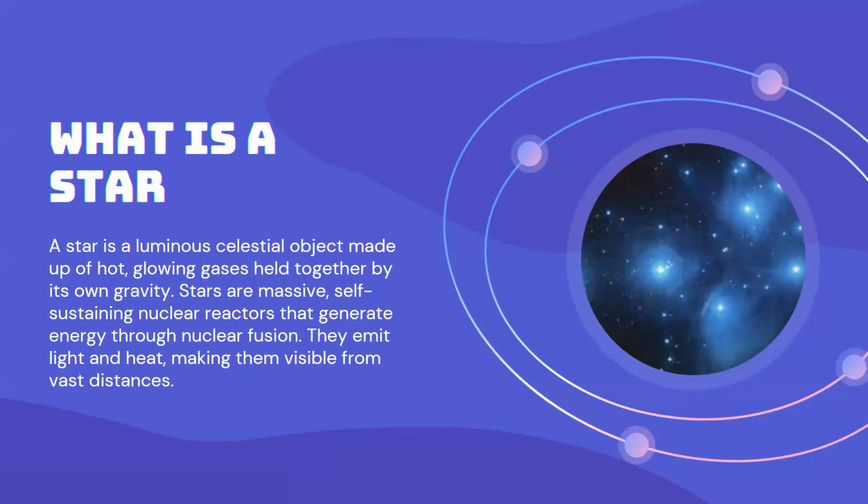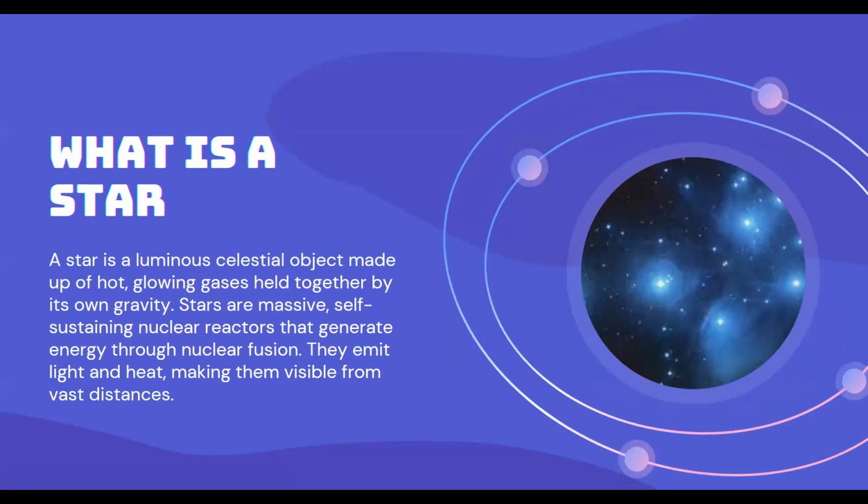Now, a star is a luminous celestial object made up of hot glowing gas held together by its own gravity. Stars are massive, self-sustaining, and kind of nuclear reactors. They generate a lot of energy through nuclear fusion, which helps them emit light and heat, which makes them visible from vast distances.